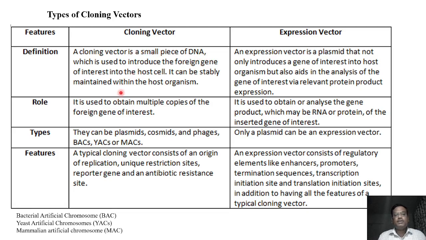So here we can see a cloning vector is a small piece of DNA which is used to introduce the foreign gene of interest into the host cell. It can be stably maintained within the host organism. So cloning vector, as we already studied, is a small piece of DNA. It is used to obtain multiple copies of the foreign gene of interest. So this is the main purpose of the cloning vector.